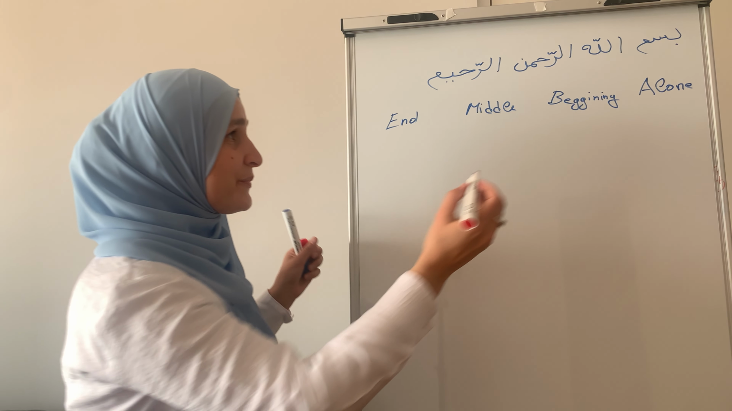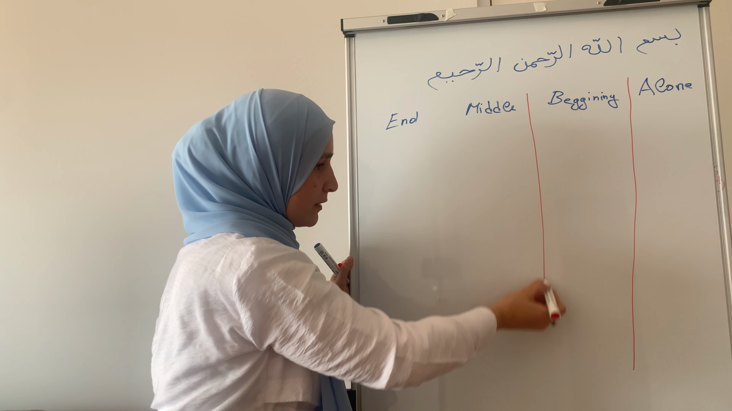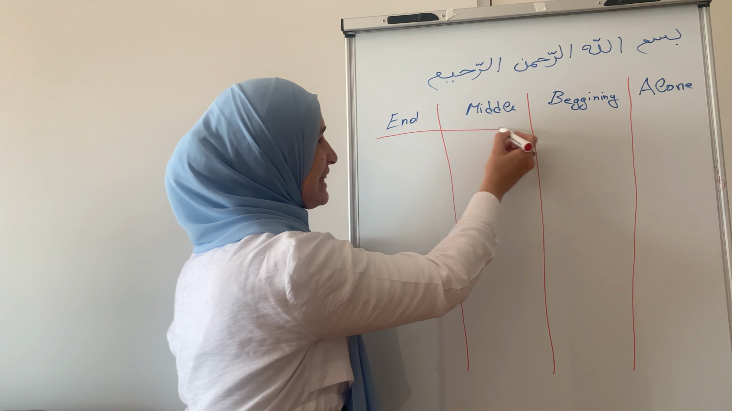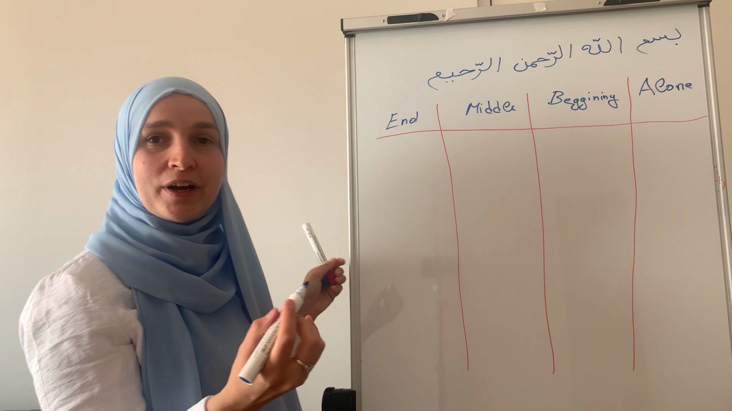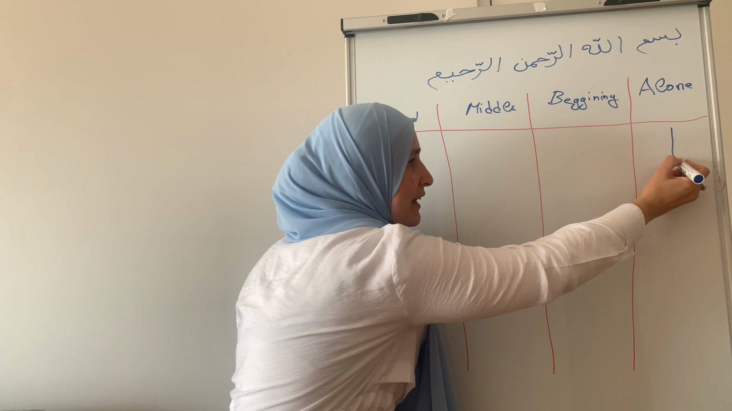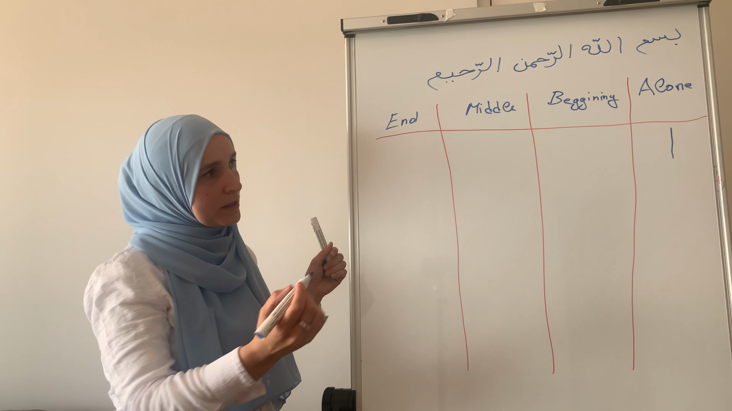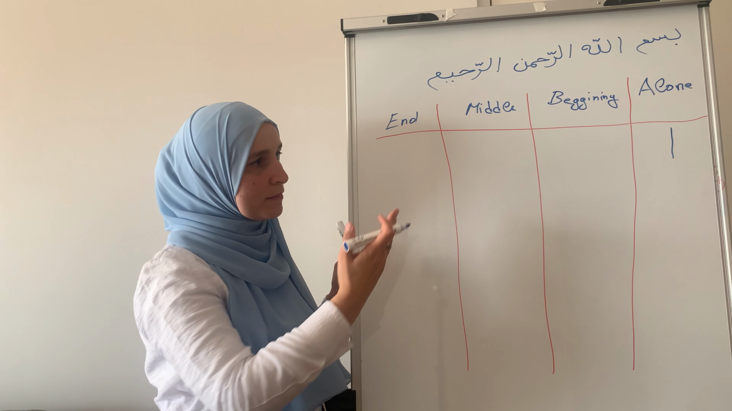I'm going to start with the first letter, the king of the letters, actually. I'm going to start with Alif. Alif is the first letter of the alphabet. When it is alone, it has this form that you see.